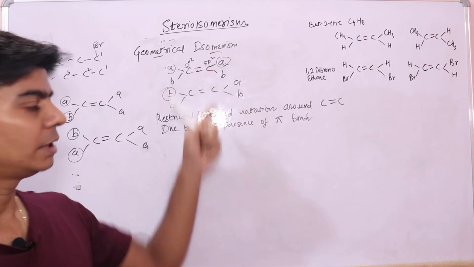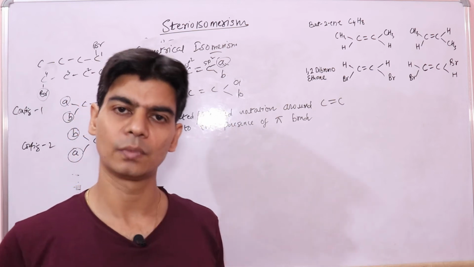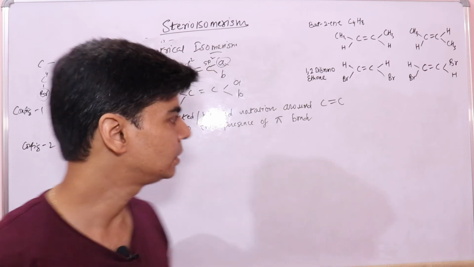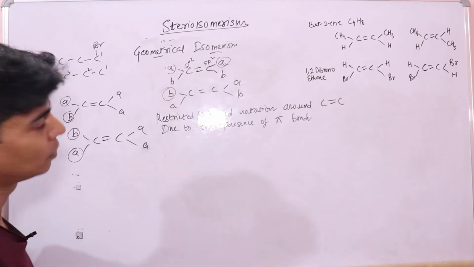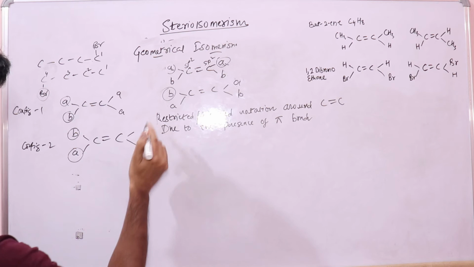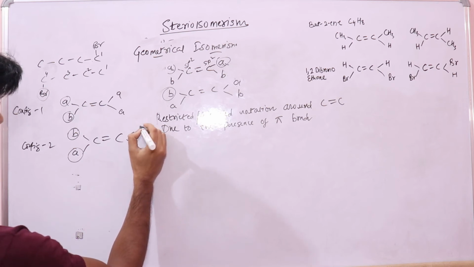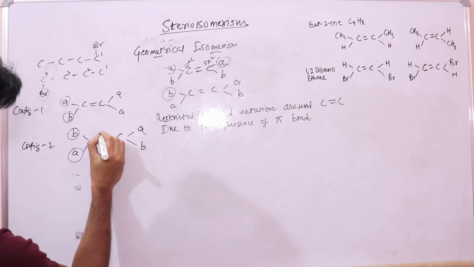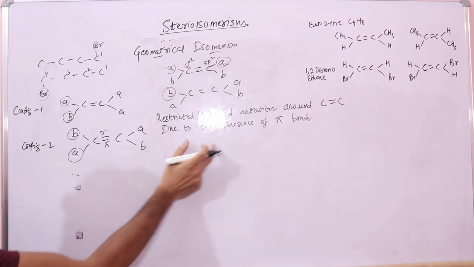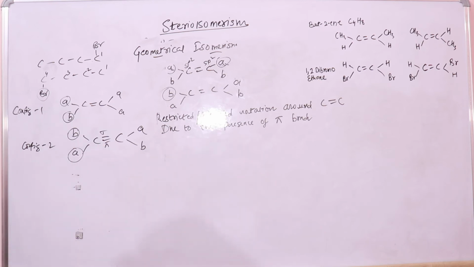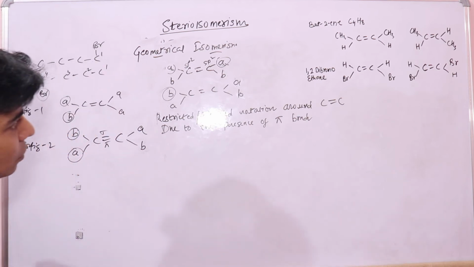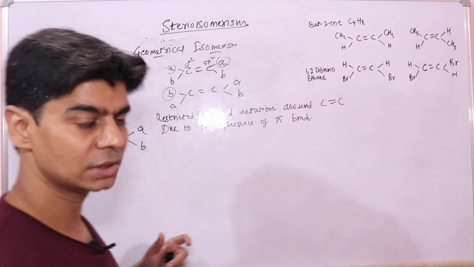So both these unhybridized p orbitals will undergo a sidewise overlapping, right? When we have a sidewise overlapping, what we have is a pi bond. So in this double bond, one is a sigma bond and one is a pi bond, and it is due to this pi bond that we have restricted rotation, which gives rise to geometrical isomers. Now let's look into why the rotation is hindered.